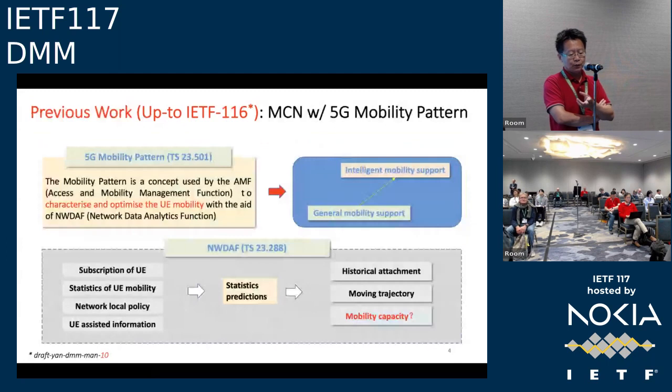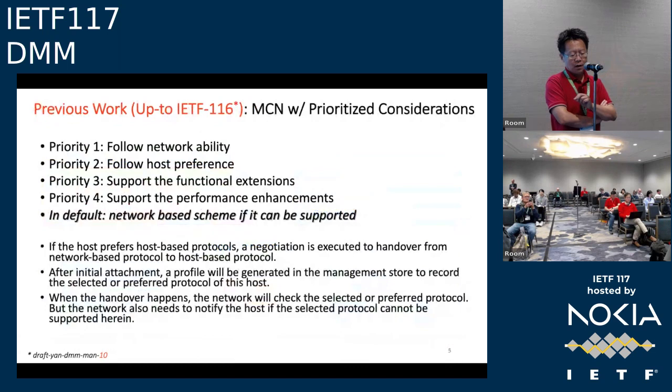And next is still the previous work, just to summarize how it's going to be applied with a 5G mobility pattern. Can go next one, or just a quick surf through. This is the priority list that has been summarized based on all the work until iteration 10. Yeah, can you go to the next one?